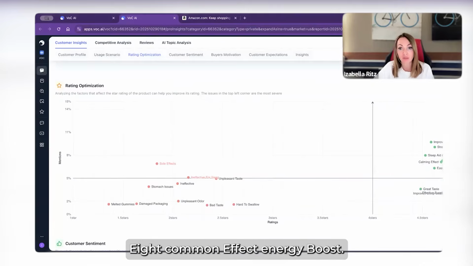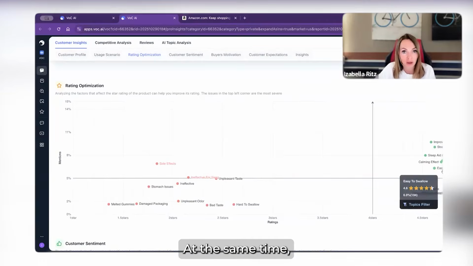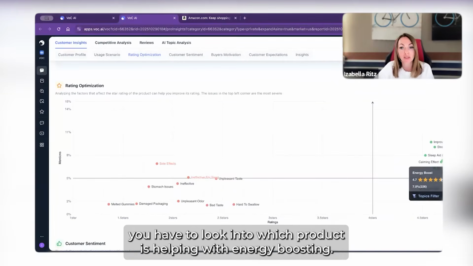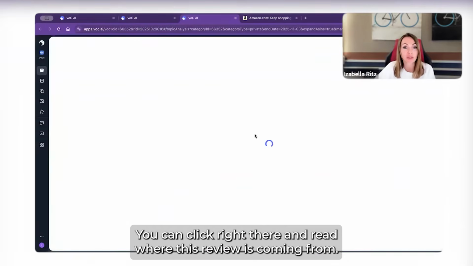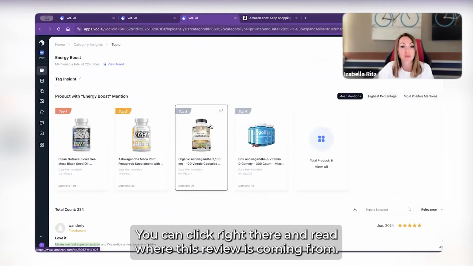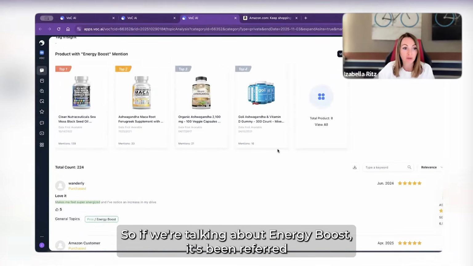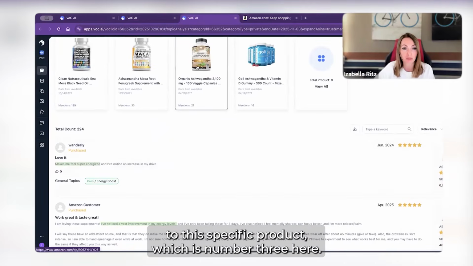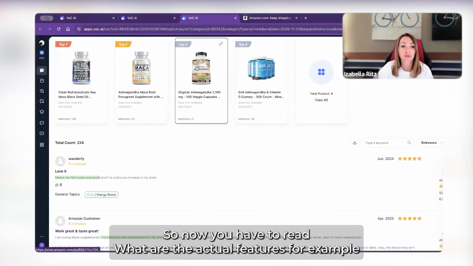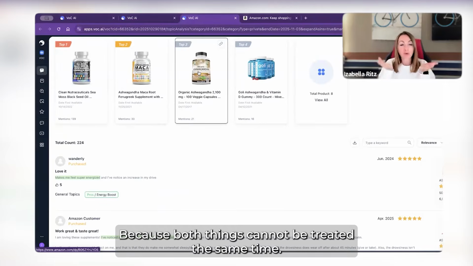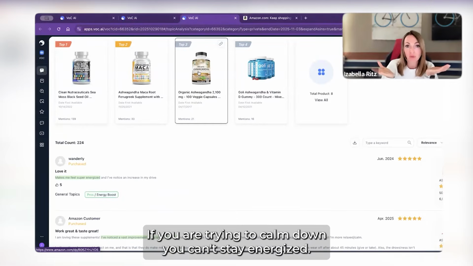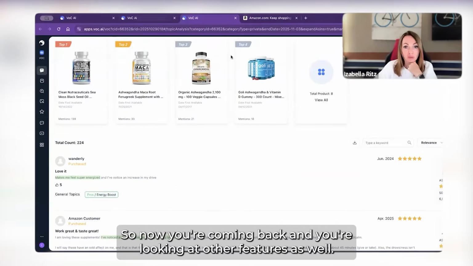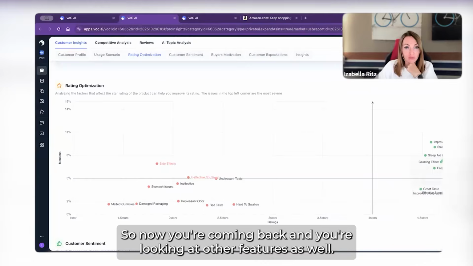If it's sleep aid, calming effect, energy boost at the same time, you have to look into which product is helping with energy boost, and you can click right there and read where this review is coming from. So if we're talking about energy boost, it's been referred to this specific product, which is number 3 here. So now you have to read what are the actual features, for example, of ashwagandha, because both things cannot be true at the same time. If you're trying to calm down, you can't stay energized, right? So now you're coming back and you're looking at other features as well.